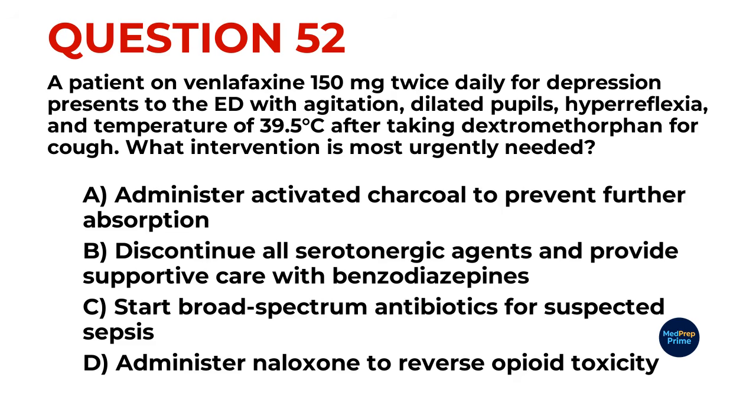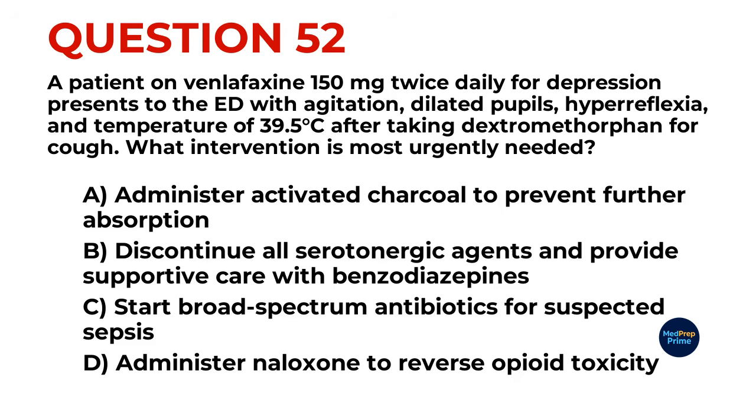A patient on venlafaxine 150 mg twice daily for depression presents to the ED with agitation, dilated pupils, hyperreflexia, and temperature of 39.5 degrees Celsius after taking dextromethorphan for cough. What intervention is most urgently needed?